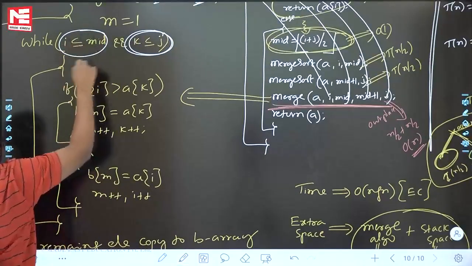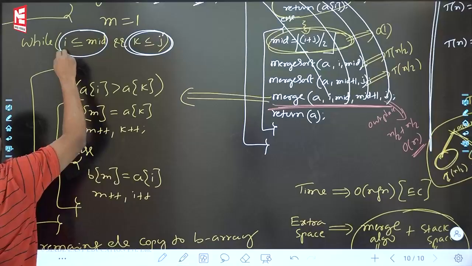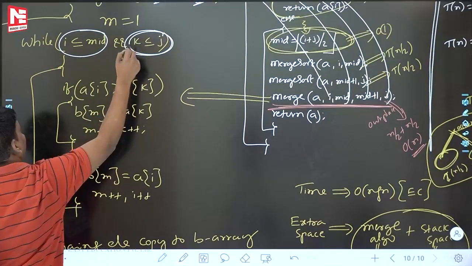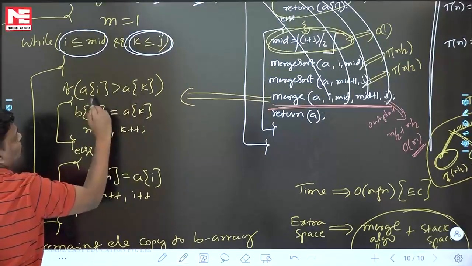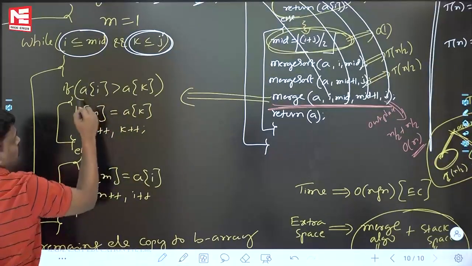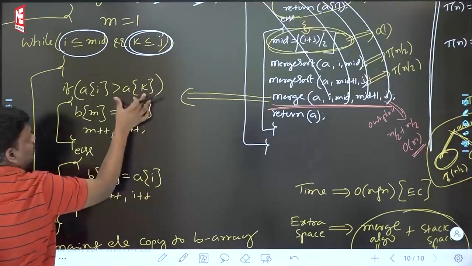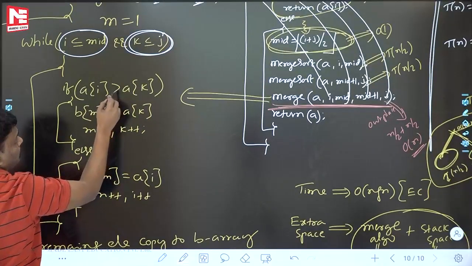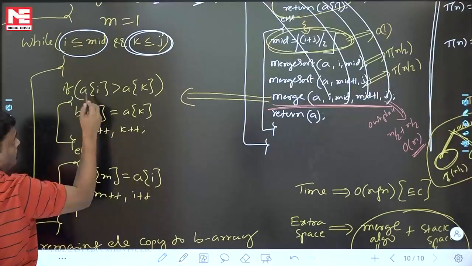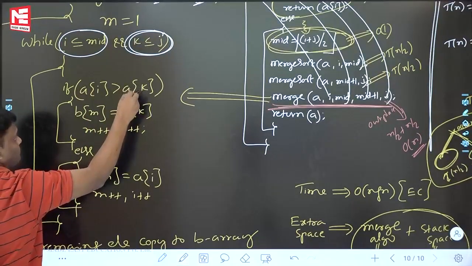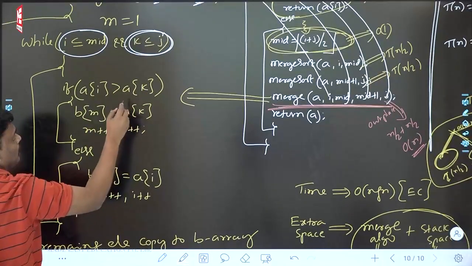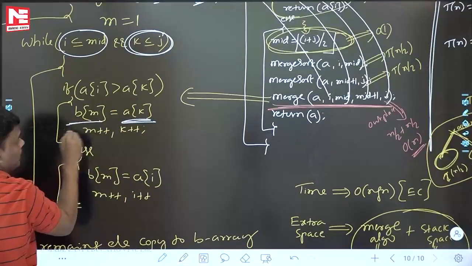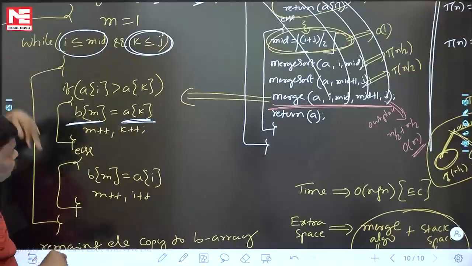And one more thing: in the first half, which element do I have to compare? The first element, A of i. In the second half, which element do I have to compare? The first element, A of k. So A of i and A of k are compared: first half's first element with second half's first element. When you compare, suppose you find that A of i is bigger. What is the meaning? The first half's first element is bigger, which means A of k is smaller. I want the smaller one in the B array. Then what will you do? Smaller one means A of k. Store it into the B array. The result should go from A to B array.